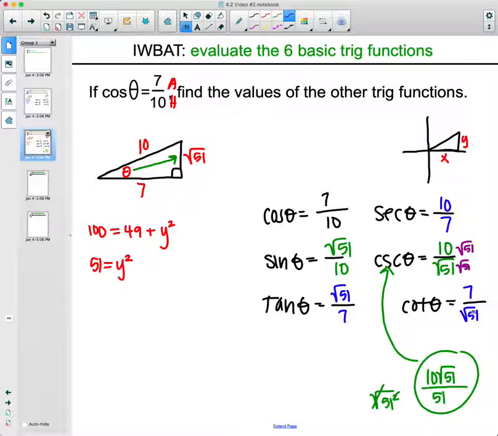And then again, you could rationalize it. So it would be square root 51 over square root 51. So you'd get 7 square root 51 over just 51 for the rationalized version of that.